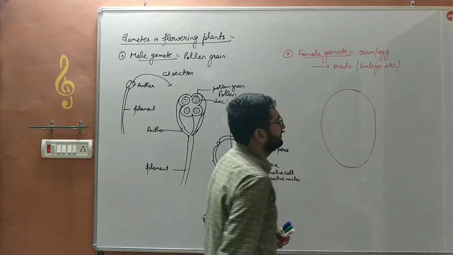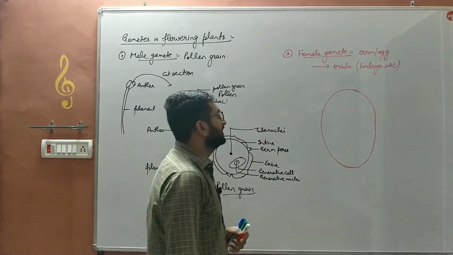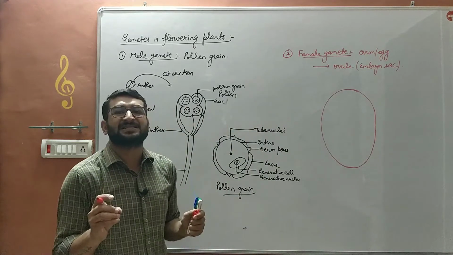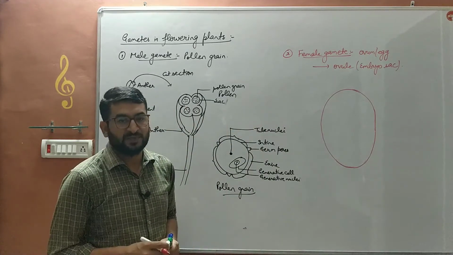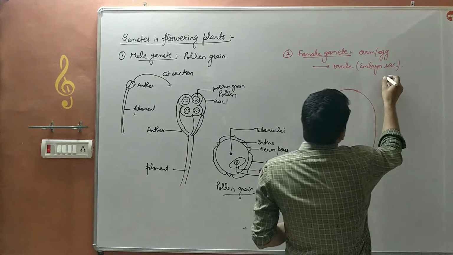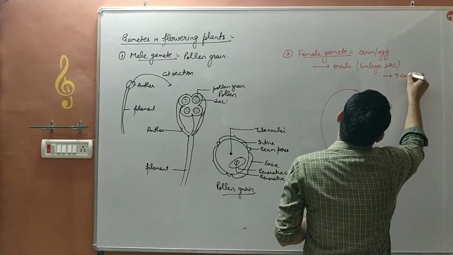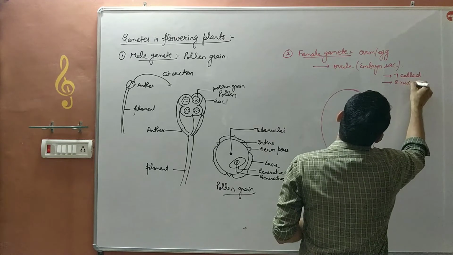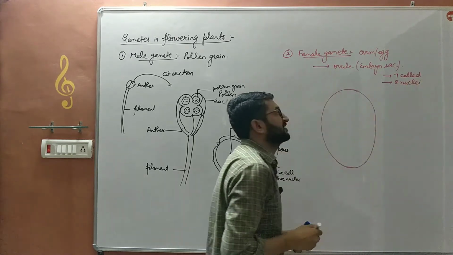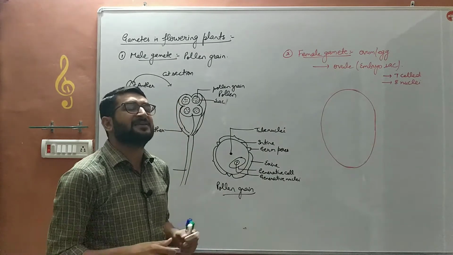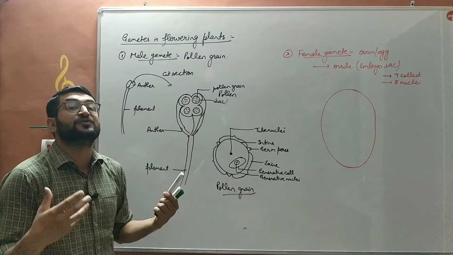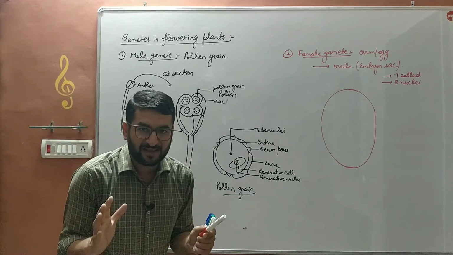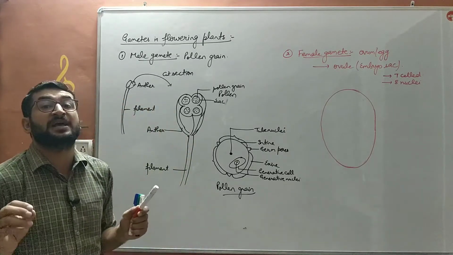like this picture, which is composed of 7 cells and 8 nuclei. The special thing about that is it is 7-celled and 8 nuclei. That is an octanucleate structure. Octa means 8 and nucleate means consisting of nuclei. The special thing about this structure is that it has 7 cells and 8 nuclei. How?